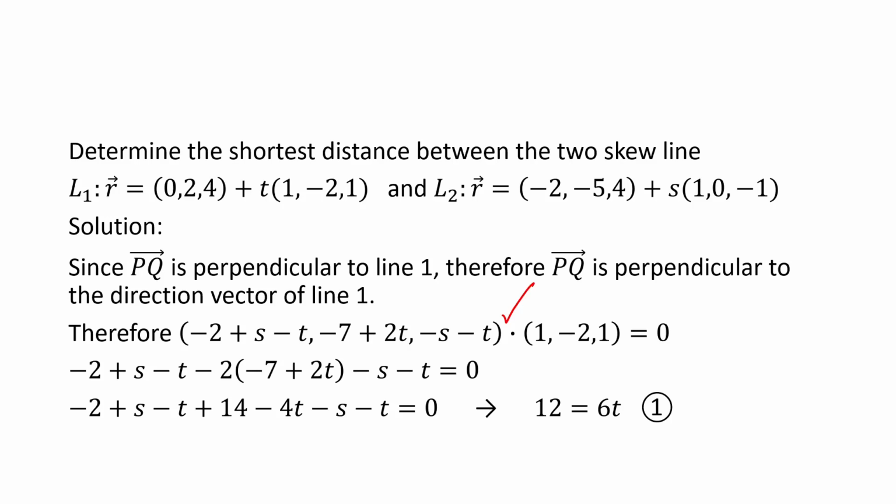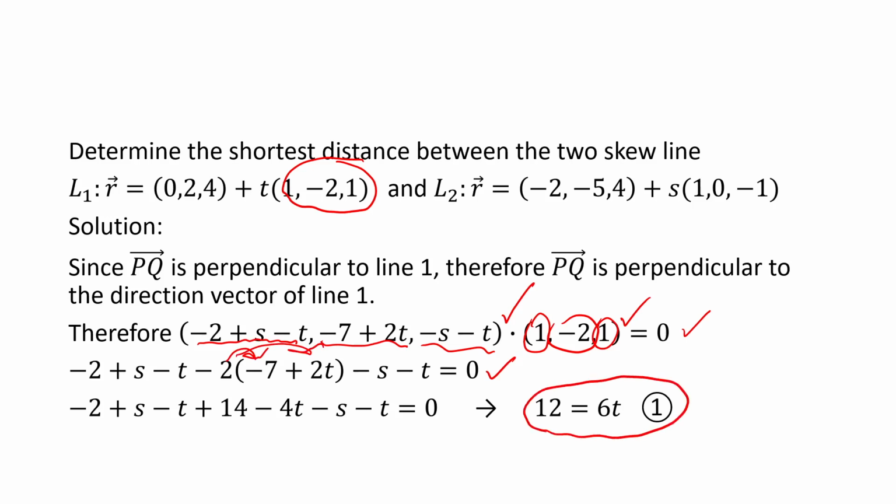So, since PQ is perpendicular to the direction vector of line 1, that means the vector PQ that we solved for earlier, dotted with the direction vector of line 1, will be 0. The direction vector of line 1 is 1, negative 2, 1. So we just multiply 1 times this expression plus negative 2 times this expression plus 1 times this expression, and that'll equal 0. We distribute in that negative 2, and we do a little bit of solving, and we end up with 12 equals 6t.